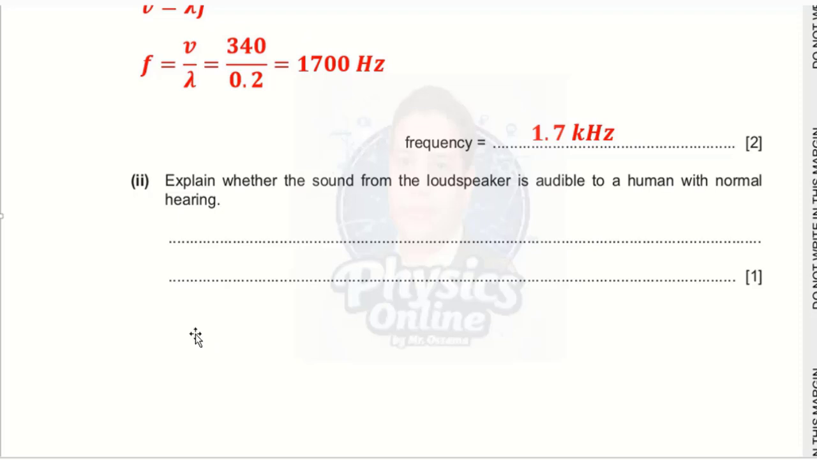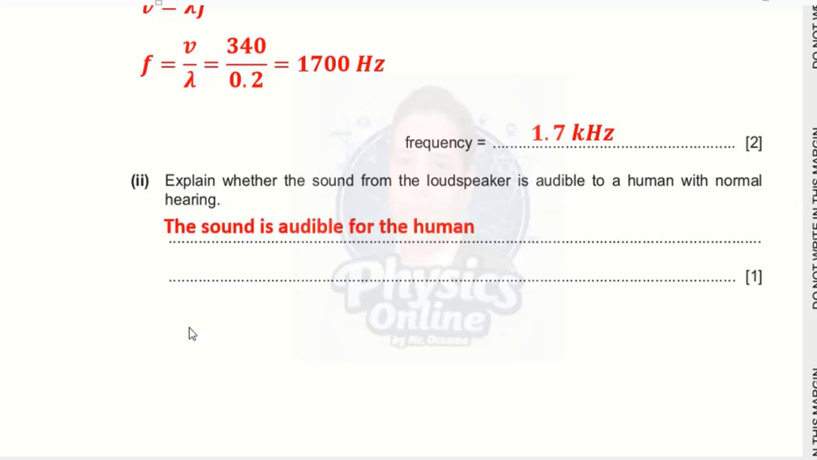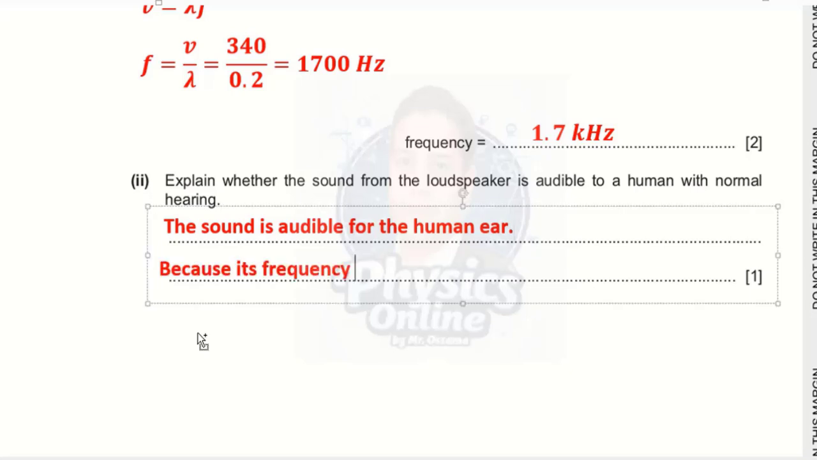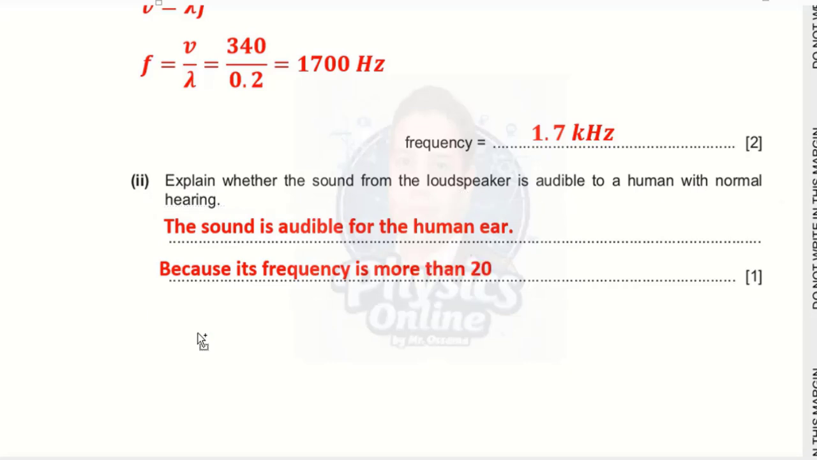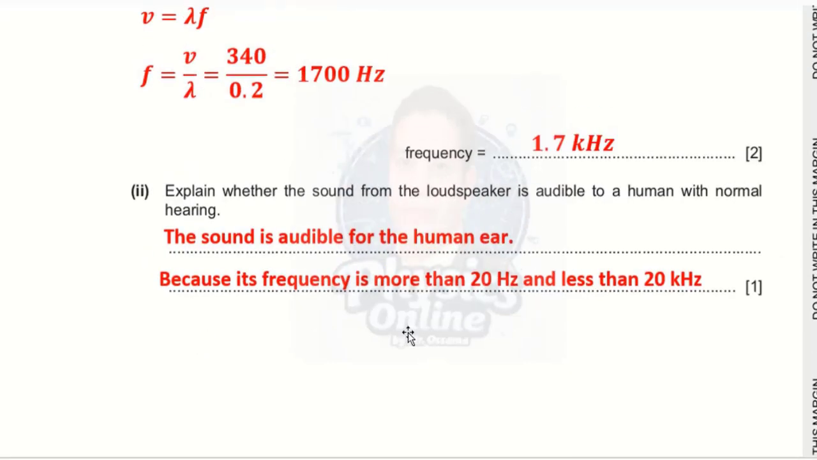Explain whether the sound from the loudspeaker is audible to a human with normal hearing. The human ear can hear between 20 Hz and 20 kHz, and this sound, 1.7 kHz, is in this range. So the sound is audible to the human ear. Why? Because the frequency is more than 20 Hz and less than 20 kHz.